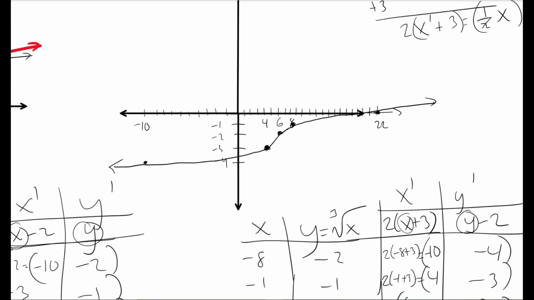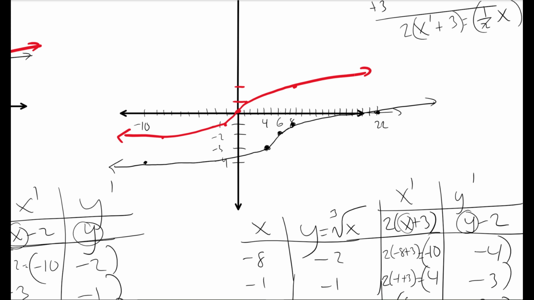So if we look at the original parent function, normally it looks like 1, 1, and then 8, 2, 0, 0, negative 1, negative 1, negative 8, negative 2. So normally it looks something like this. So this is how the parent function normally looks.